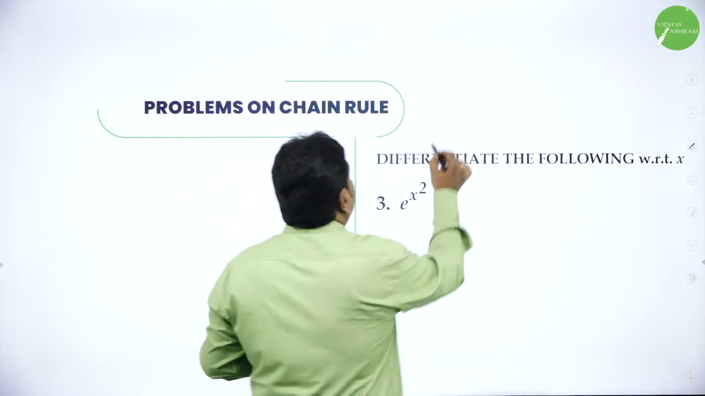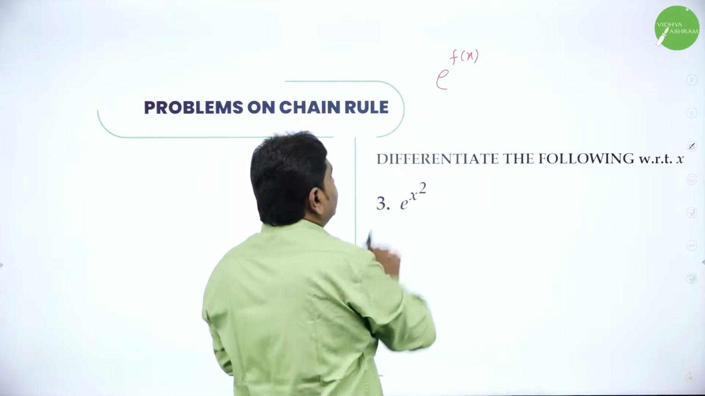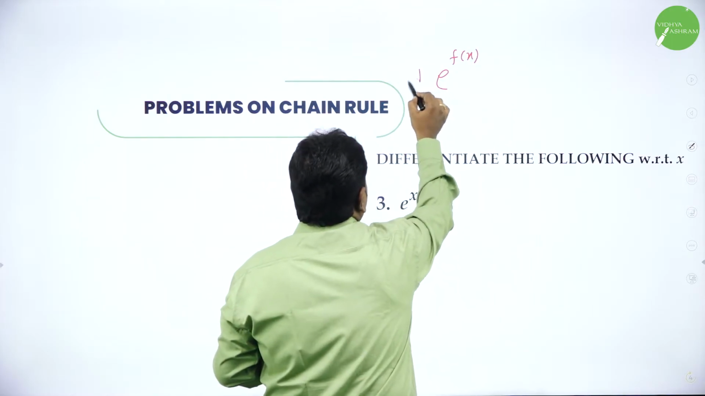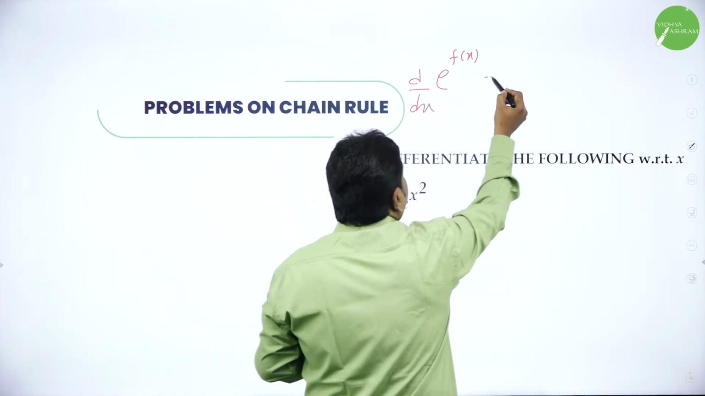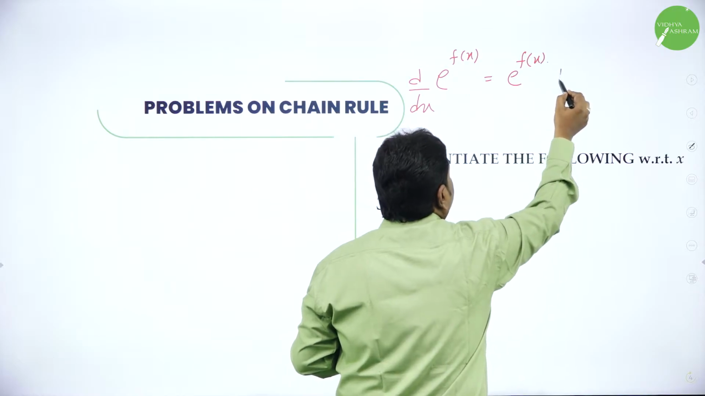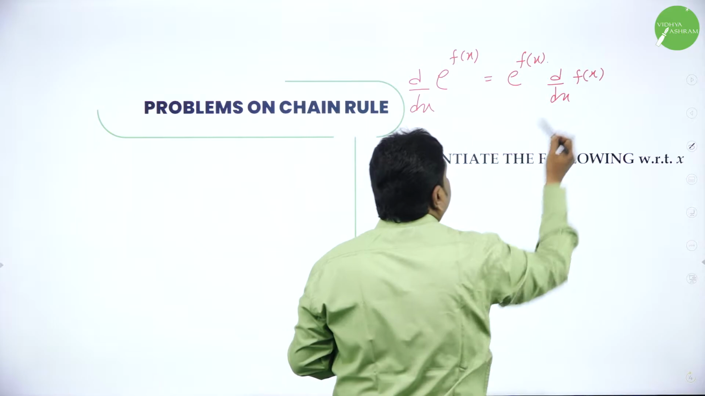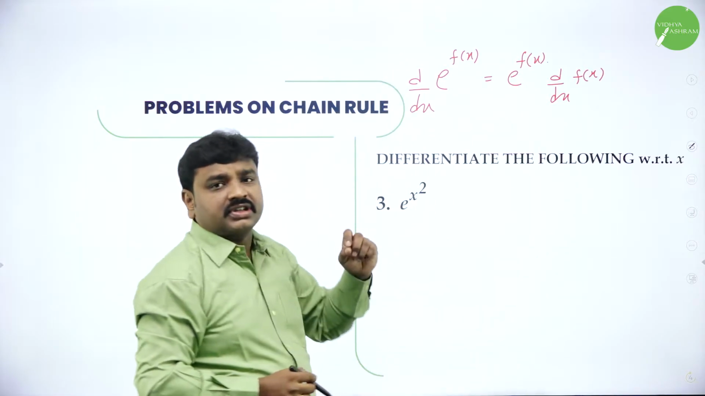So you know it is in the form e power f of x. The function is in the form d by dx of e power f of x. All of you know the derivative of e power x is e power x. What is the derivative of e power f of x? e power f of x into d by dx of the internal function. Internal function means the power. The power acts as the internal function, that is the hint.